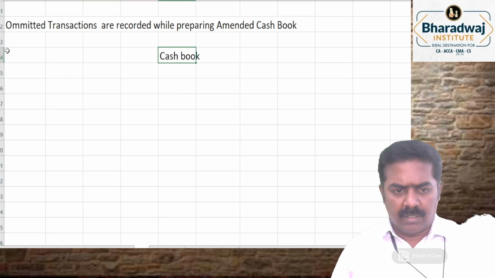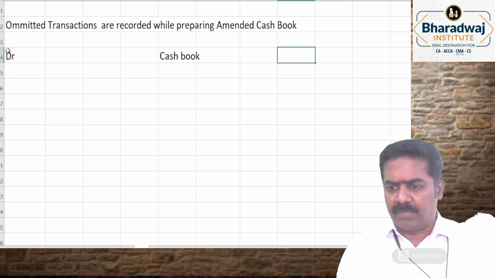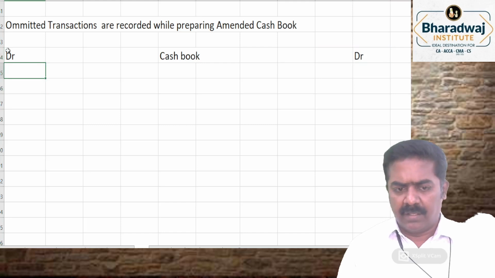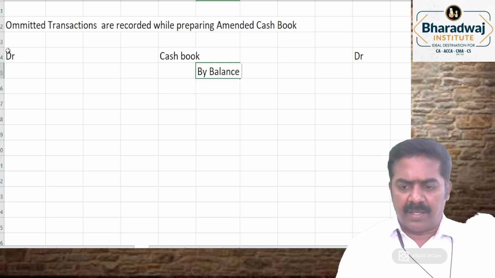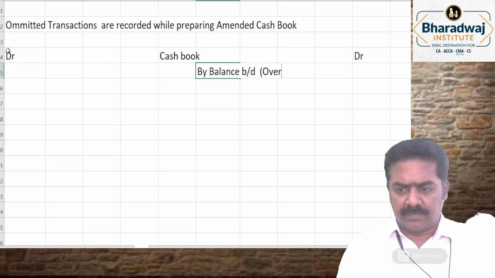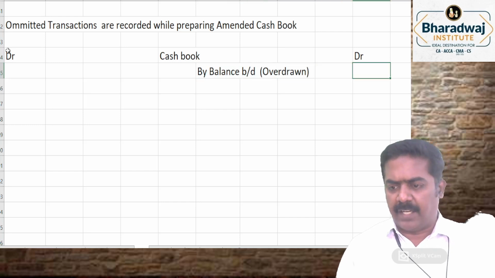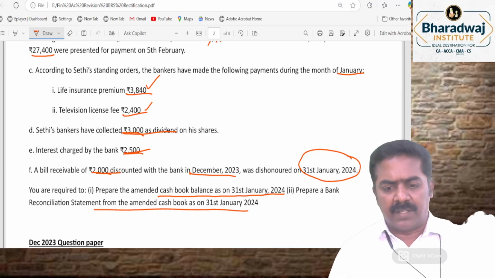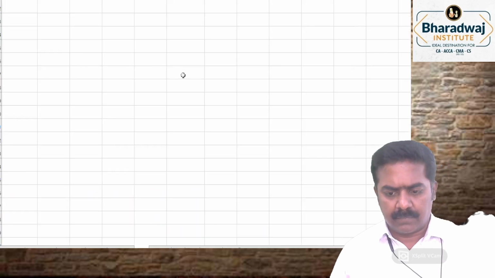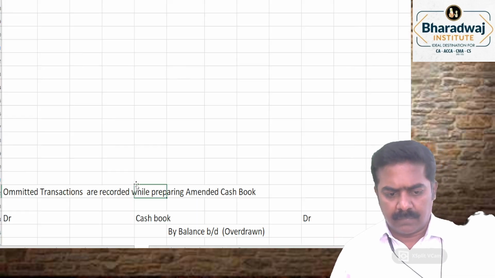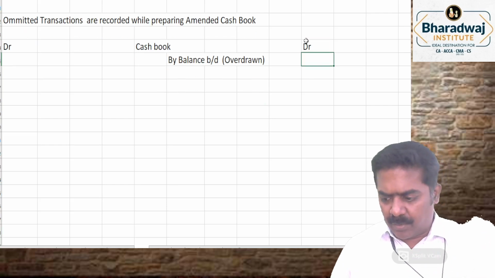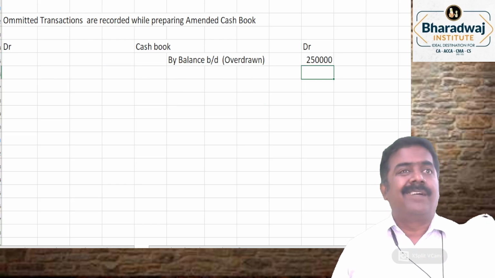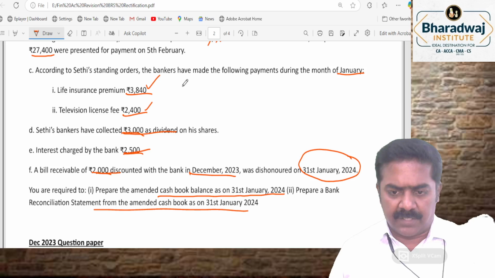Cash book, of course, with debit and credit columns, bank column. Whether the opening balance is a normal balance or an OD balance is given. Opening balance is given as OD balance, by balance brought down. Cash book is maintained by the customer. What is the opening balance given? 50,000. Record only the omitted transactions.